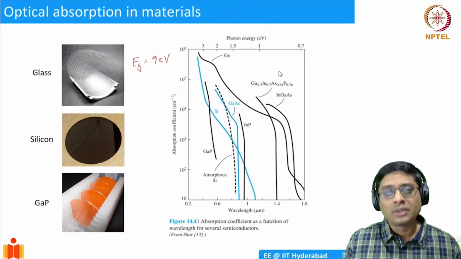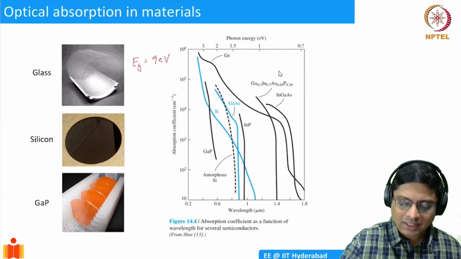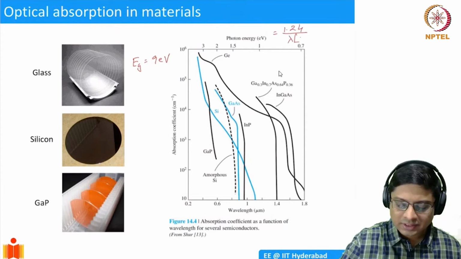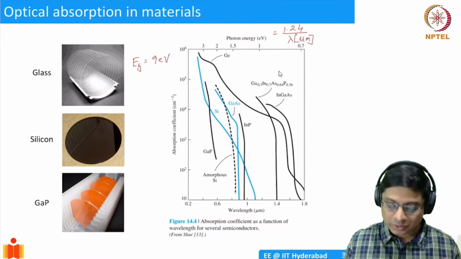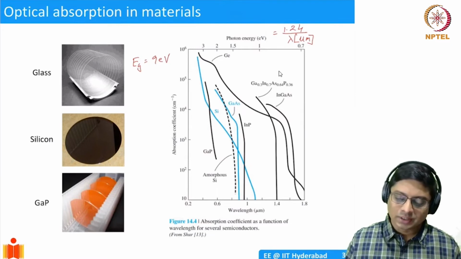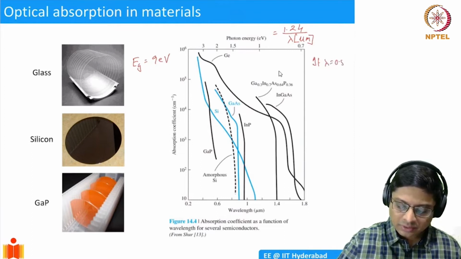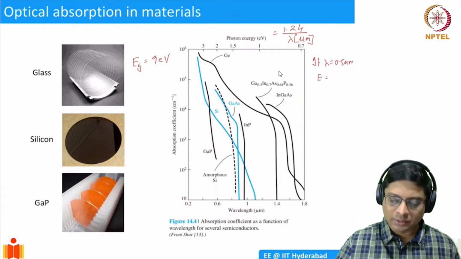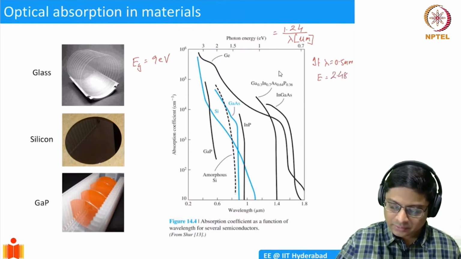And one of the easy ways to calculate the photon energy is this. Let's say I have a photon of 500 nanometers. 500 nanometers is equal to 0.5 microns. So what is the energy of that photon? If lambda equals 0.5 microns, the energy will be 1.24 divided by 0.5. Now we have to write lambda in microns, and this will be 2.48 eV, right?